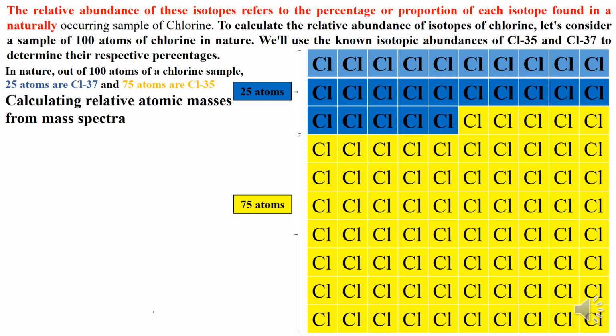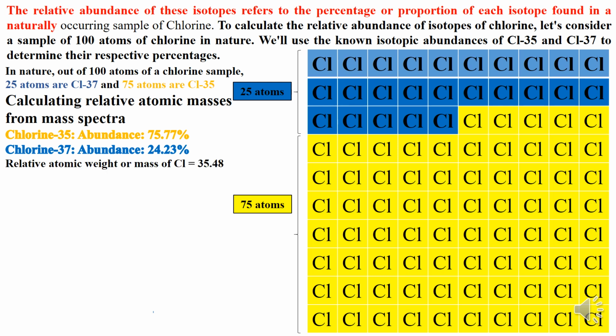Now calculating the relative atomic mass from mass spectra. Chlorine Cl35 has an abundance of 75.77%, while chlorine 37 has an abundance of 24.23%. Now you may ask me, where do you get this abundance value of 75.77% and the abundance value of 24.23%? This you will get from the mass spectra of chlorine.